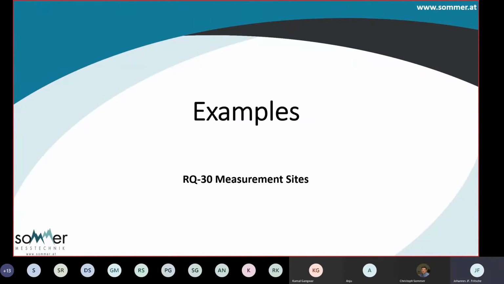Okay, so much about the theoretical considerations and rules. And here are actually a lot of examples I'm going to show you about RQ 30 measurement sites and what is good and what is problematic on these sites, to give you an idea when you assess your own site to look at.